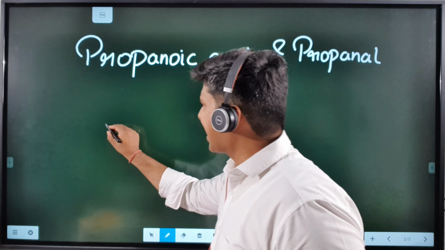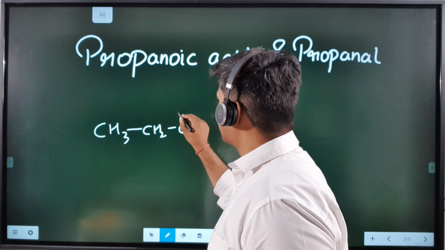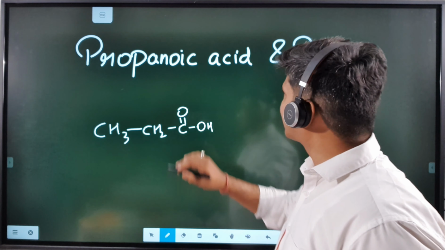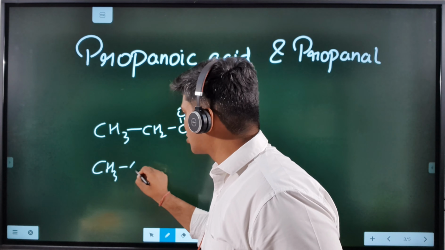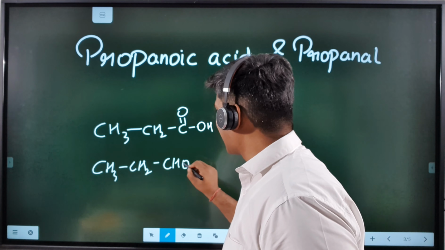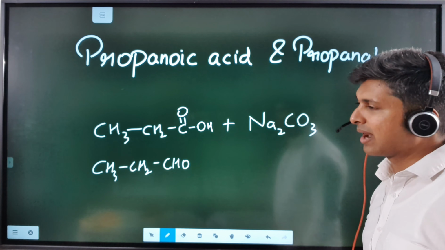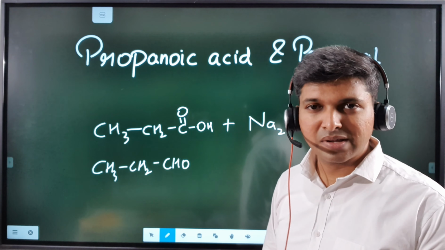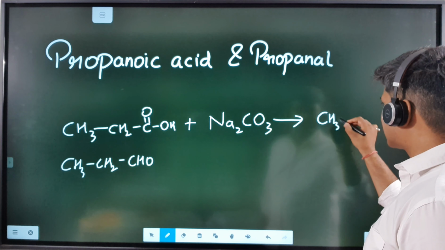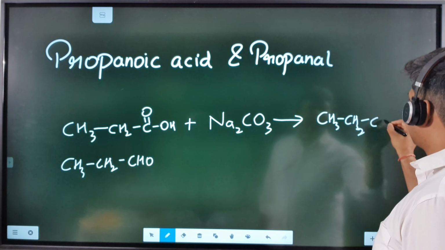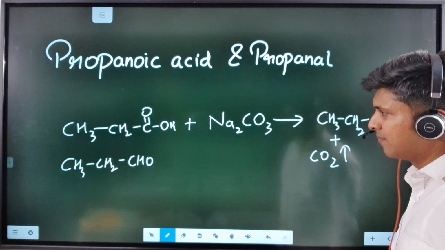Now here propanoic acid is CH3CH2COOH. So this is a carboxylic acid and this is an aldehyde, CH3CH2CHO, I can simply write it like that. And if you add Na2CO3, sodium carbonate, to an acid, obviously you will be able to see effervescence. Now CH3CH2COONa plus CO2, carbon dioxide bubbles will be obtained.